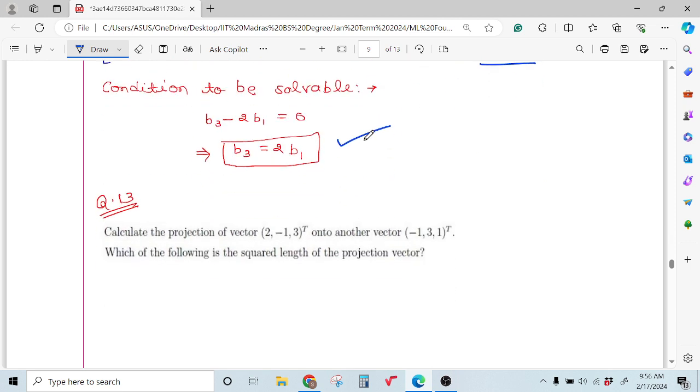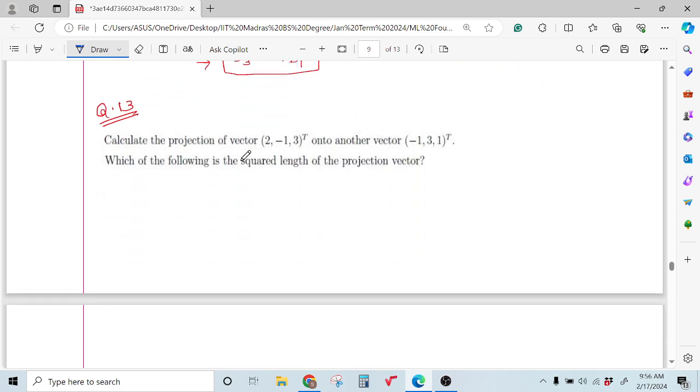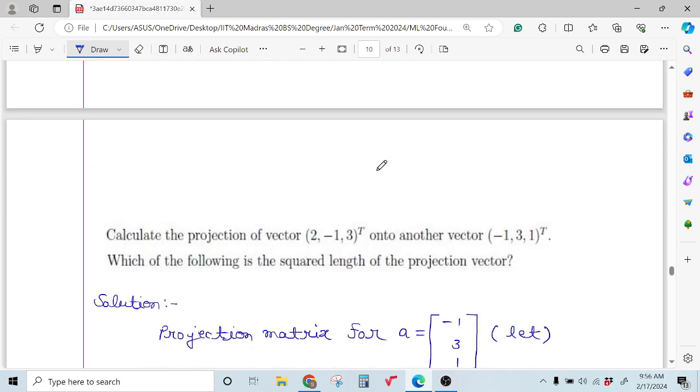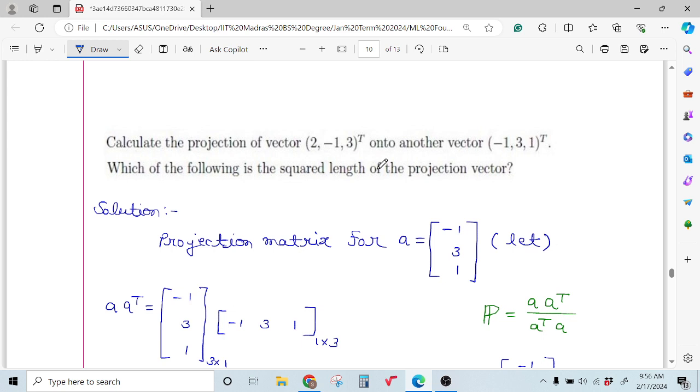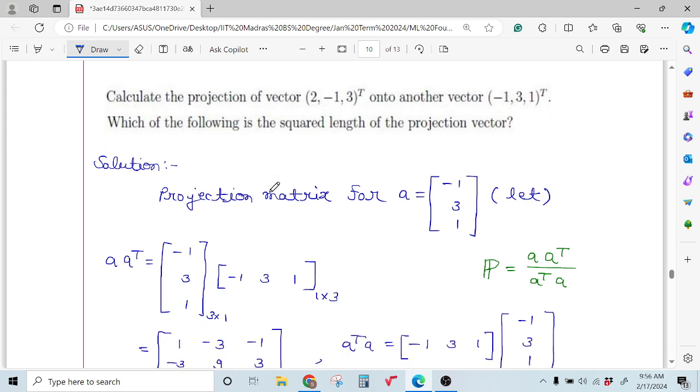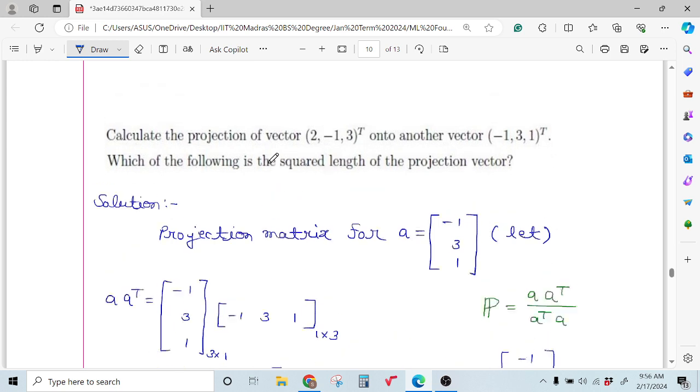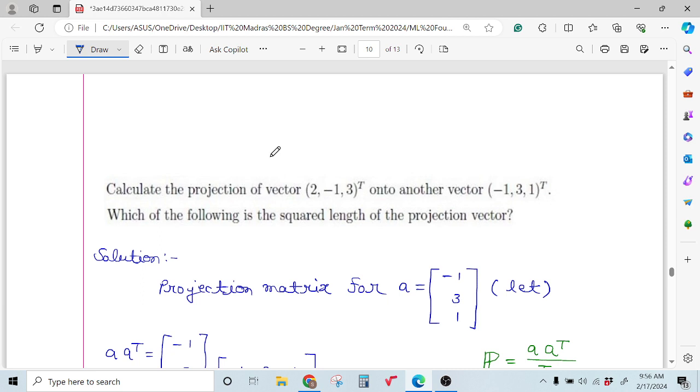So let us proceed with problem number 13. Problem 13 is: calculate the projection of this vector onto another vector, and find the squared length of the projection vector. So we will first compute the projection matrix for A. First we will find the projection vector for this.